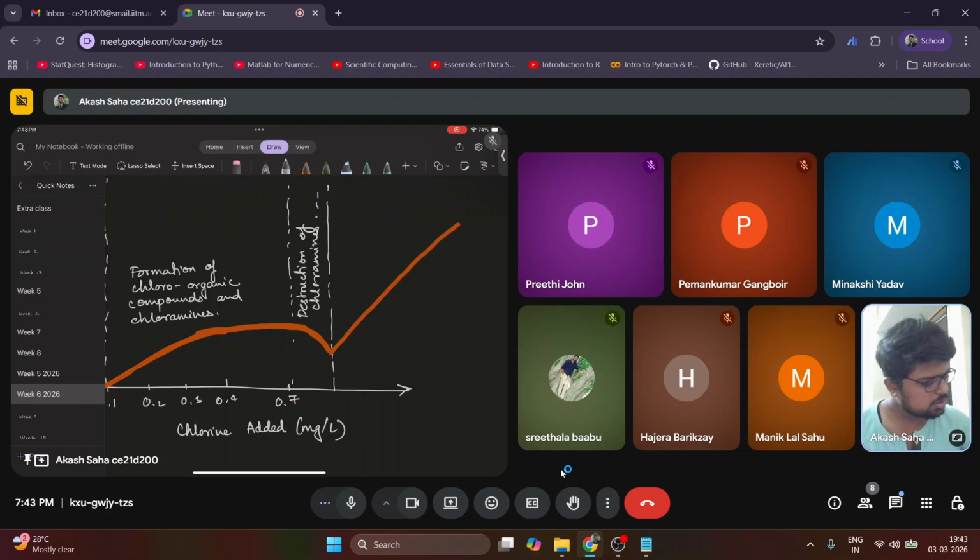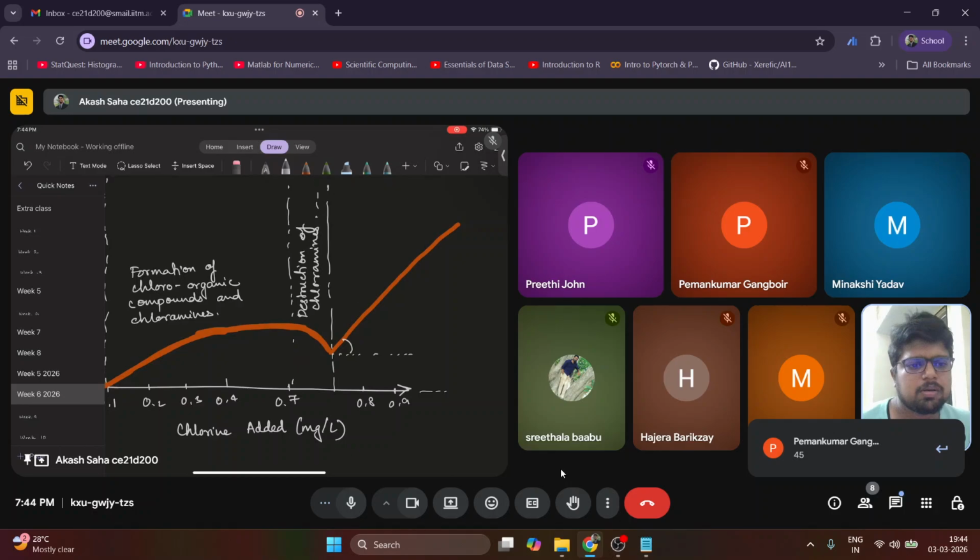So if I'm adding 0.8, 0.9 or more and more, the same amount will come out as residual. So what is this angle? How much will this angle be? Any idea? If I'm getting the same chlorine added as the residual, what will the angle be? 45. Okay, it will be 45 degrees.